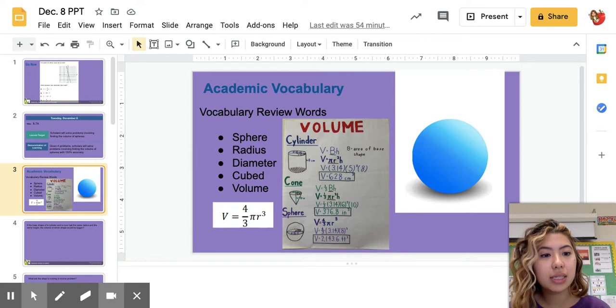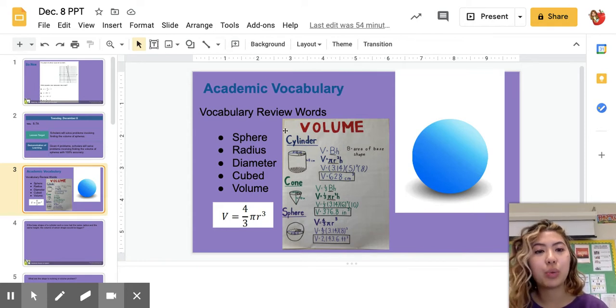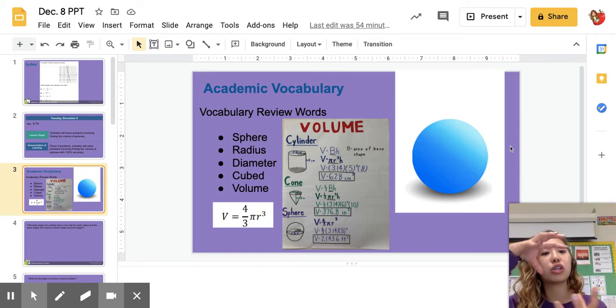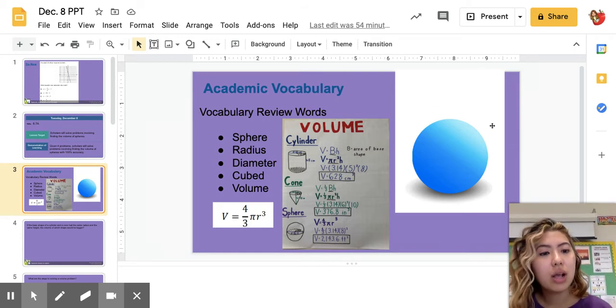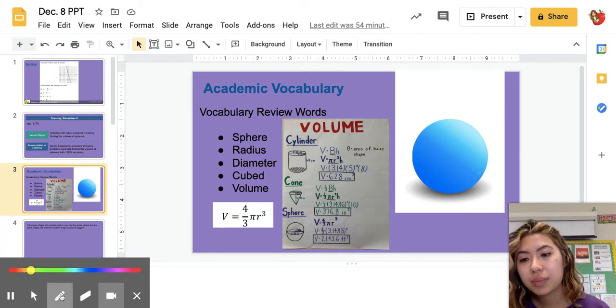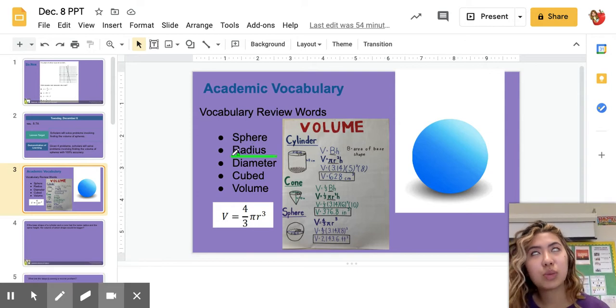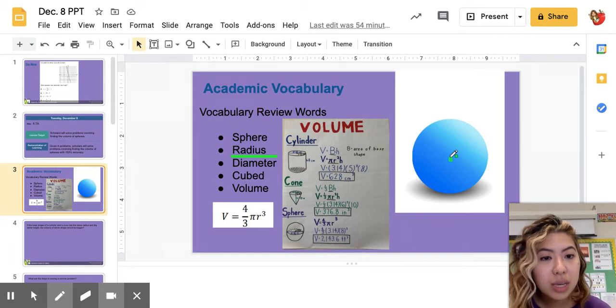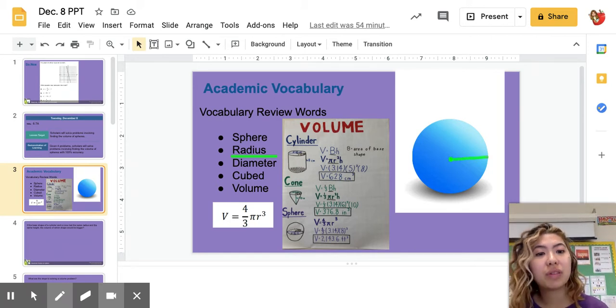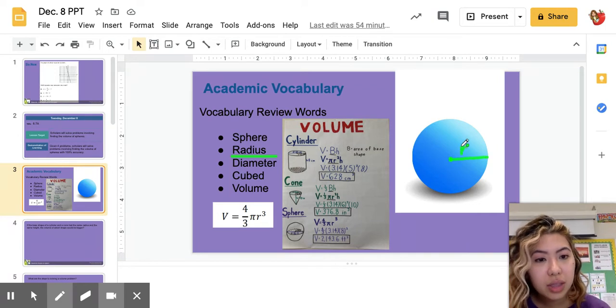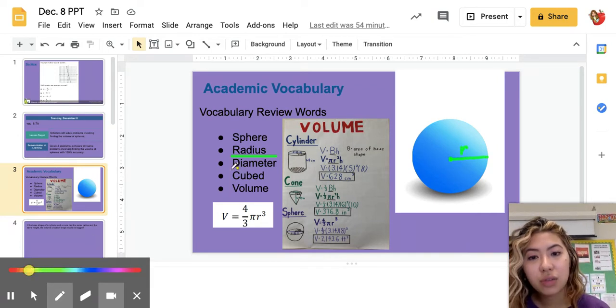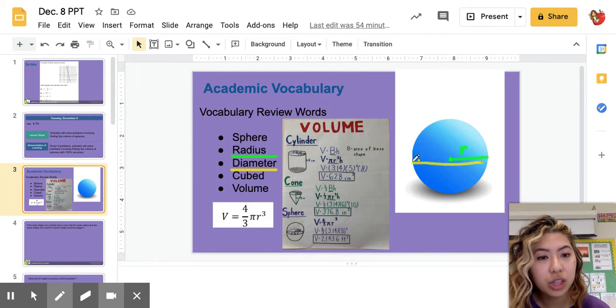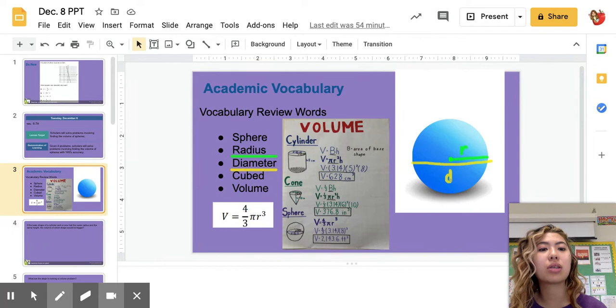Before we get into today's problems, we have some academic vocabulary words to go over, such as the word sphere. A sphere is a circular shape that's 3-dimensional, as you can see right here. So balls are usually in spherical shapes. The radius, as we've been going over as we've been finding the volume of cylinders as well as cones, is the length from the middle of a circle to the end of a circle. The diameter is the length from one end of a circle to the other end. So the diameter is usually twice as long as the radius, or the radius is half as long as the diameter.